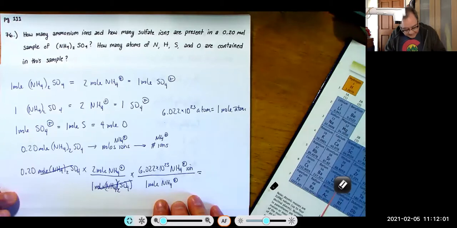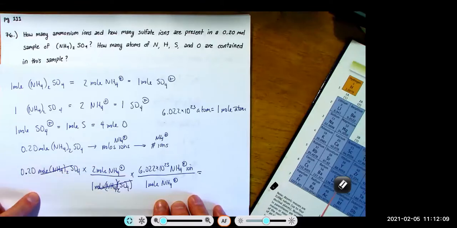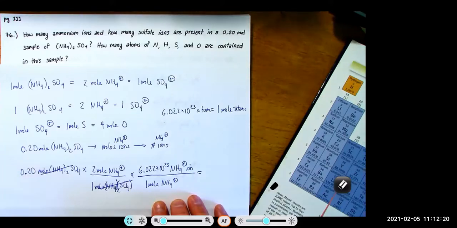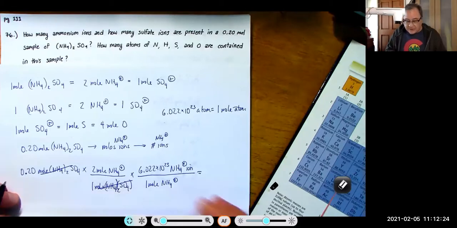And now we can estimate our answer. What's 2 times 6? 12. What's 0.2 of 12? Well, 0.2 of 10 is 2, so 0.2 of 12 has got to be like 2.2 or something. 2.4. 2.4-ish times 10 to the 23rd. That's our answer, ish.